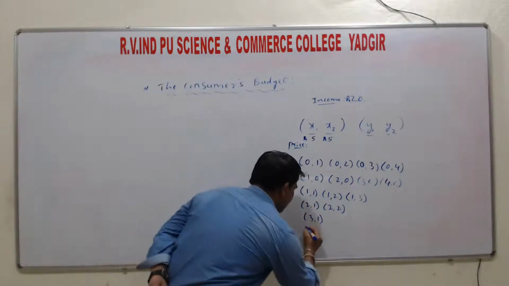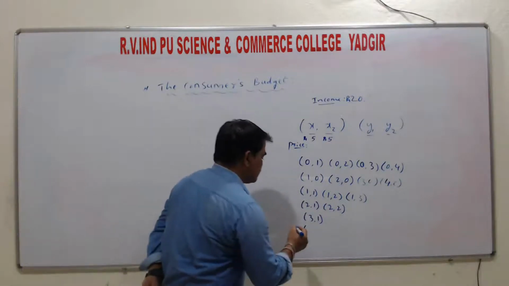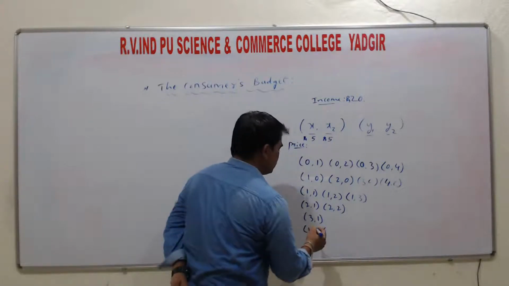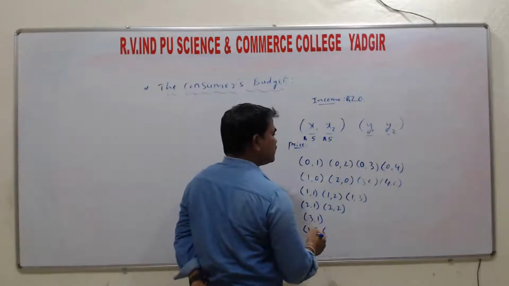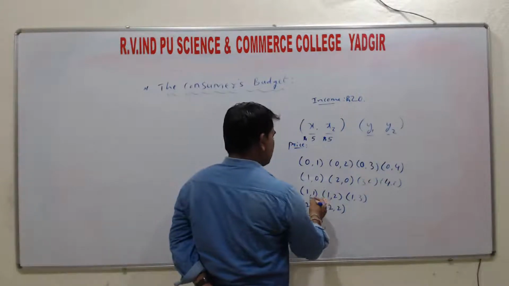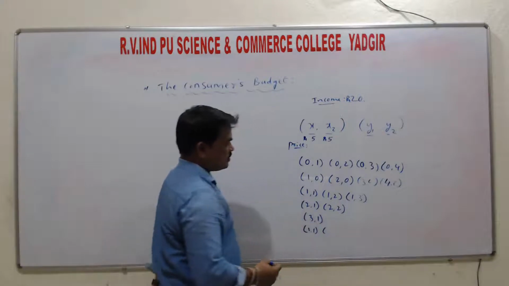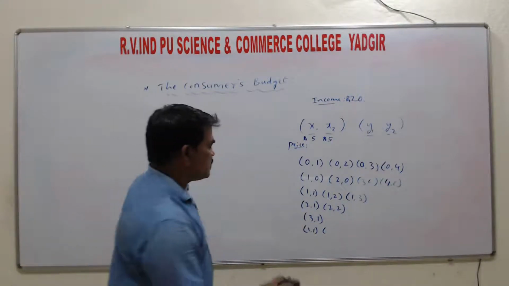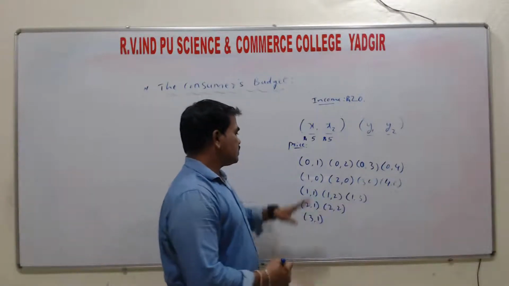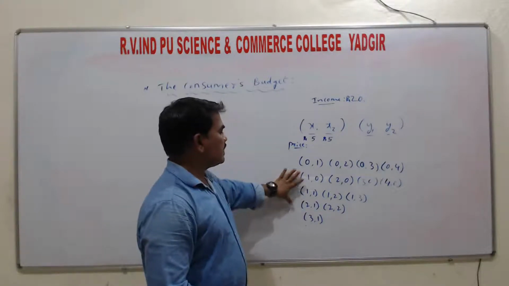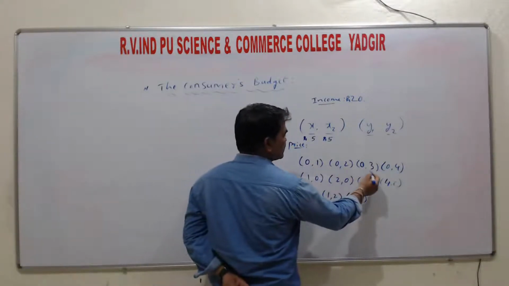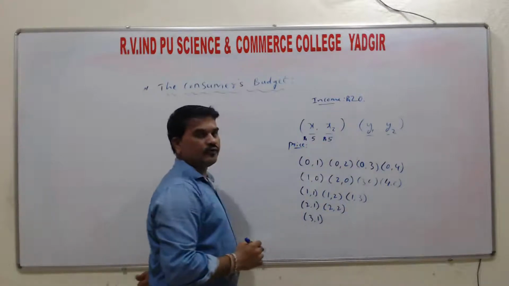In the same way, we can have many combinations of goods. 1,1. I think we have considered all here. 1,3 is here, and 3,1 is here. So we have all the bundles. Can you find any other bundle? You can add it here if you find any. So these are the bundles he can buy with his income of 20 rupees.